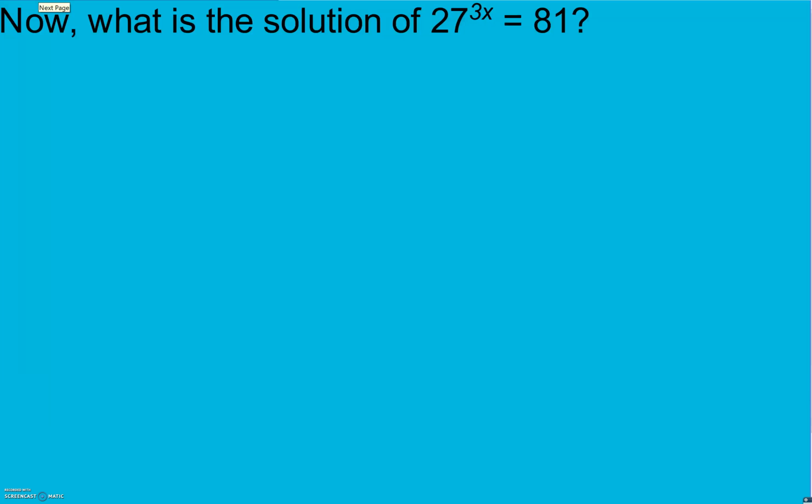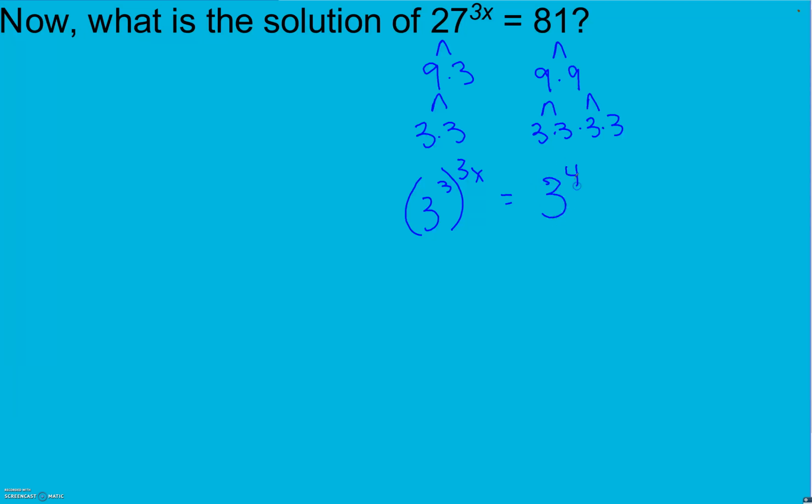Go ahead and pause and try this one. What is the solution of 27 to the 3x power equals 81? Again, let's see if we can get these to have a common base, because if we know the bases are the same, then the only way our expressions can be the same is if our exponents are equal. So I have 27 is 3 cubed, and that's still raised to the 3x power. 81 is 3 to the 4th power.